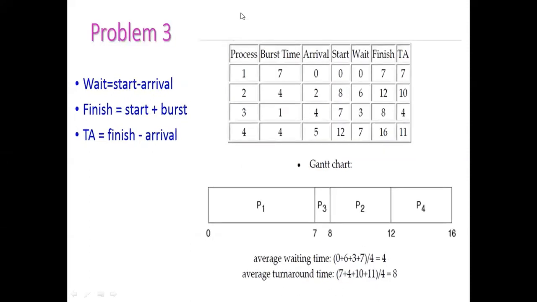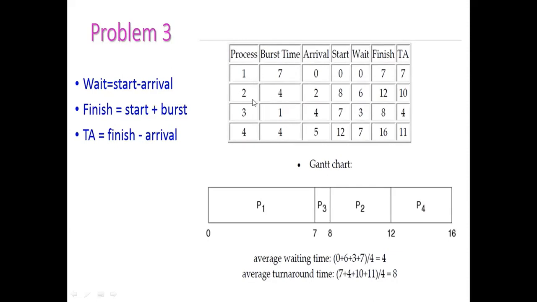And coming on to the third problem, the 4 processes are there, and burst time is given and the arrival time is given. We need to calculate start, wait, finish, and turnaround time. So look at the CPU burst time for all the 4 processes. The process which has the shortest job first, that is the smallest CPU burst time, is process P3. And that will be processed first.